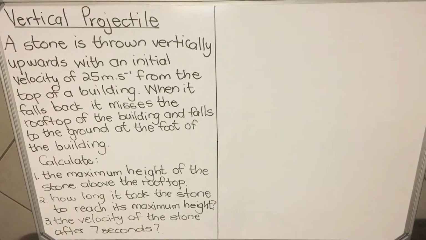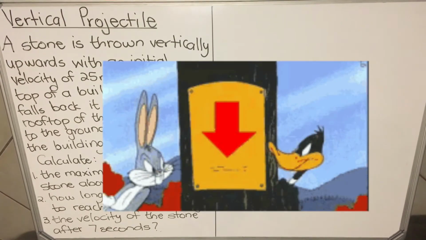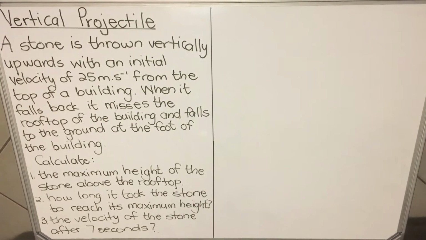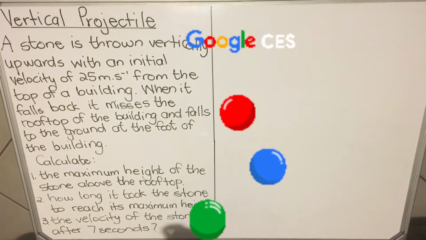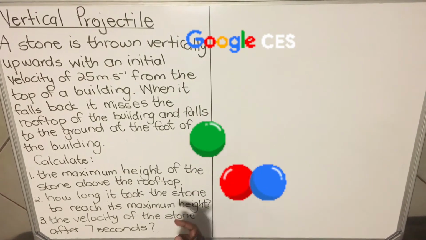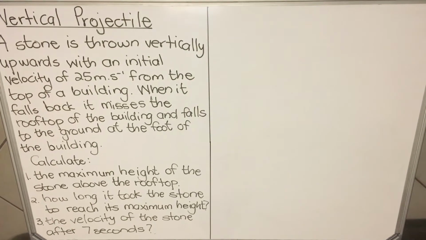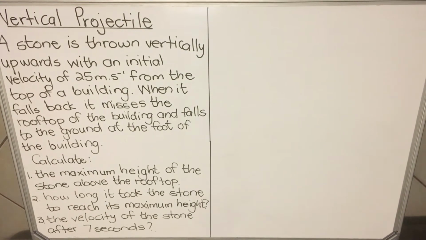Hello everyone, this is a video on vertical projectiles. Vertical means in an up and down direction. To project is to shoot. So in this topic, we'll be talking about things that are thrown up and down in a vertical direction. We're going to look at an example, then I'm going to use this example to explain this concept to you.